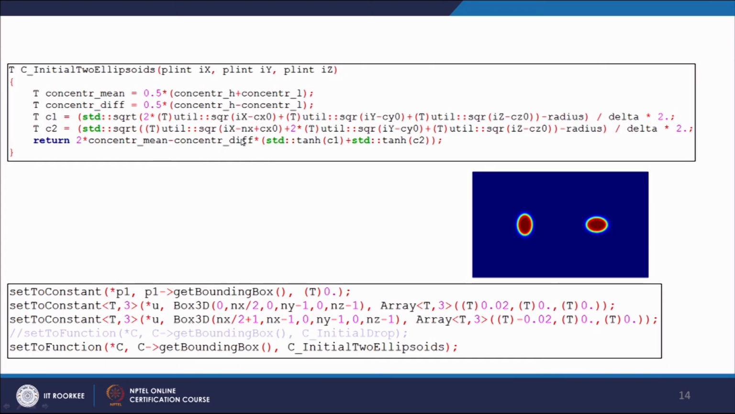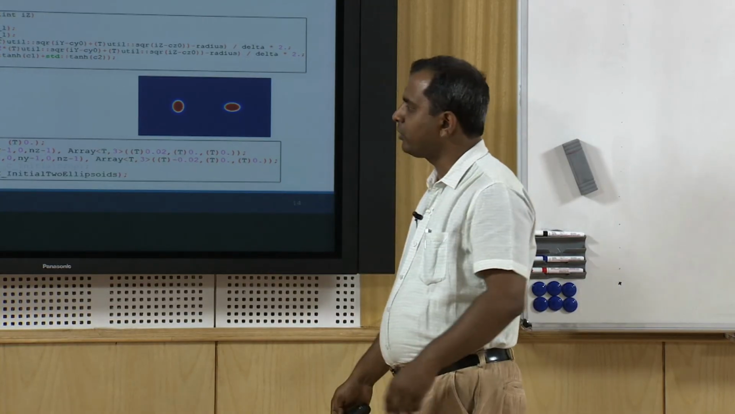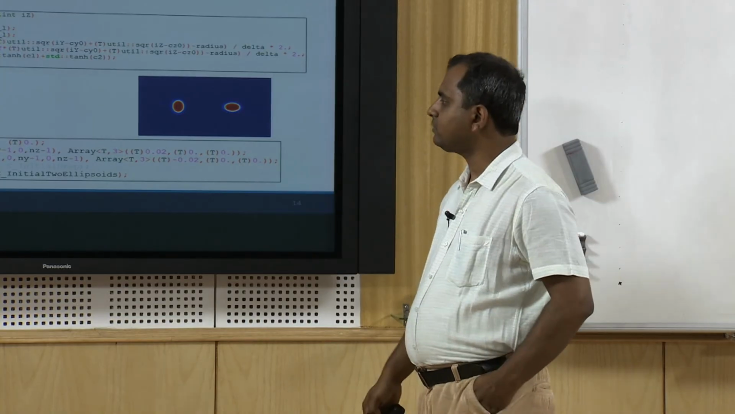And then here we have given the initial condition for the first bubble. So, a bounding box we have created on the left hand side. You see over here we have given the velocity as 0.02, and for the other bubble we have given minus 0.02. So, the left hand side bubble is moving towards the right and the right hand side bubble is moving towards the left, so that they can collide.